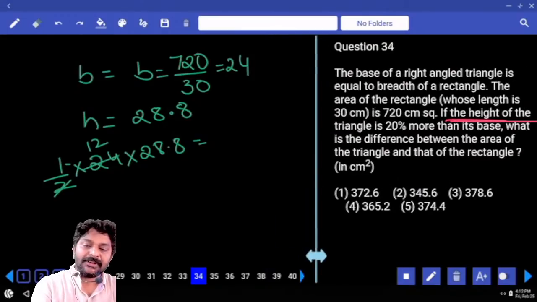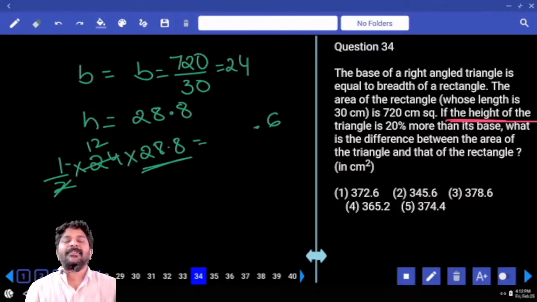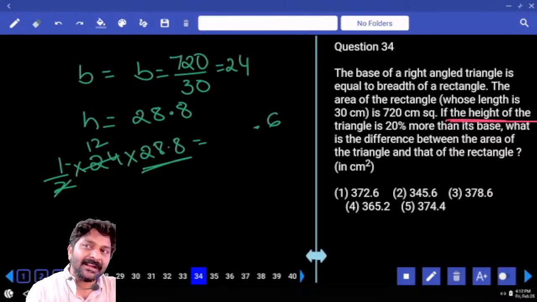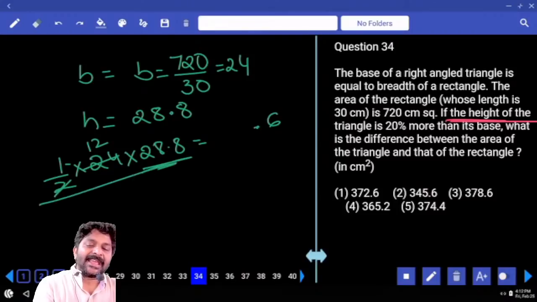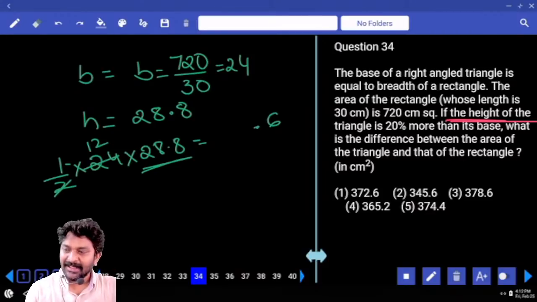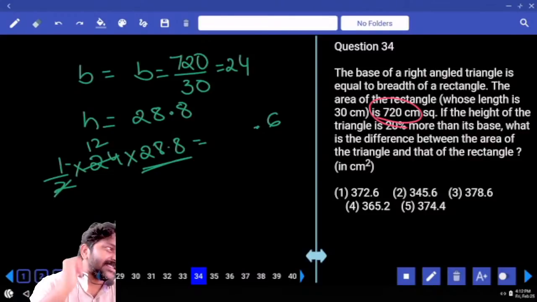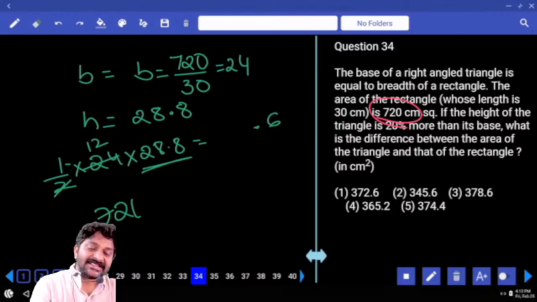Now we need to do 12 into 28.8. I'll directly verify the last digit. 8 into 2, that means the answer must end with 0.6, right? Now your question is to identify the difference of area between triangle and rectangle. Triangle area is equal to 12 times 28.8 only. Use your common sense and tell me, is that going to be more than 720 or less than 720? Less than 720 only. So your answer is 720 minus some number which ends with 0.6. That means your answer must end with 0.4 only.